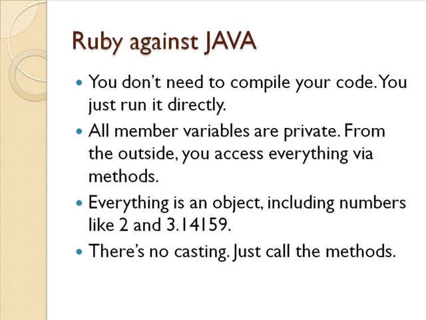Now let's talk about Ruby against Java. You don't need to compile your code, you just run it directly. All member variables are private. From outside, you access everything via methods. Everything is an object, including numbers like 2 and 5. There is no casting, just call the methods.